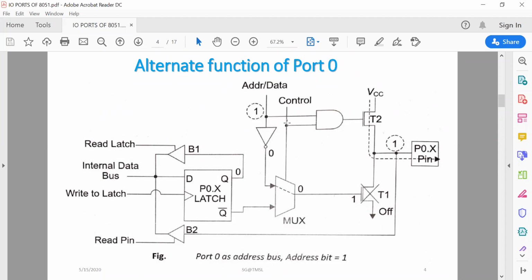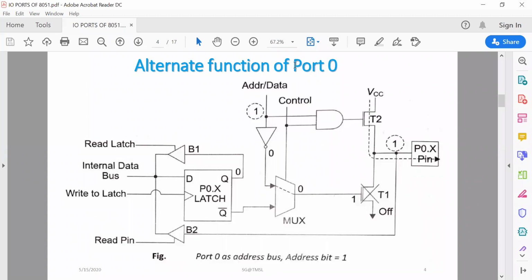Okay, so control is now given as 1, and address is also 1. After connecting it through this gate, this will be 1, so it will turn on this T2. It is used as an address bus. Now at this time T1 is off, so only T2 is on, and it is connected to the VCC, so it will get 1 at this pin.